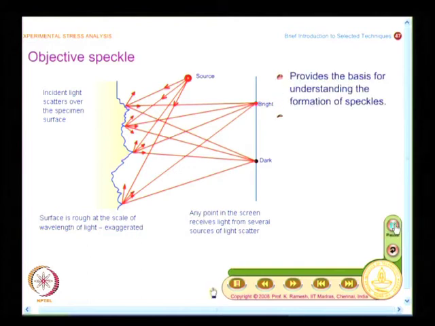And what is the advantage of this? It provides the basis for understanding the formation of speckles, and it is difficult to observe. Why is it difficult to observe? All of us have an eye which has a lens. The moment I have a lens, I always observe only subjective speckle. We will see that also, because my eyes have a lens.